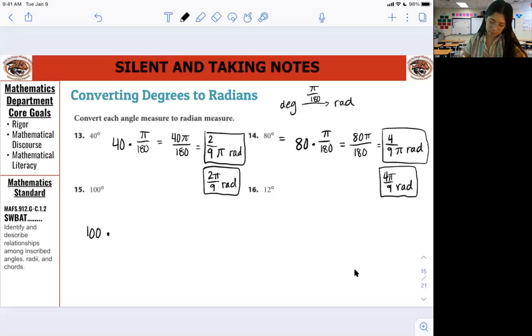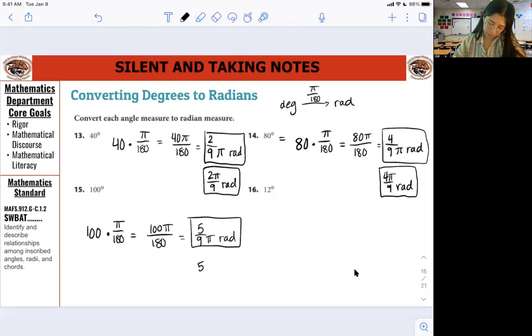So 100 times pi over 180. What do I get? 100 pi over 180. Simplify it. 5 over 9. 5 over 9 pi radians. Or 5 pi over 9 radians.